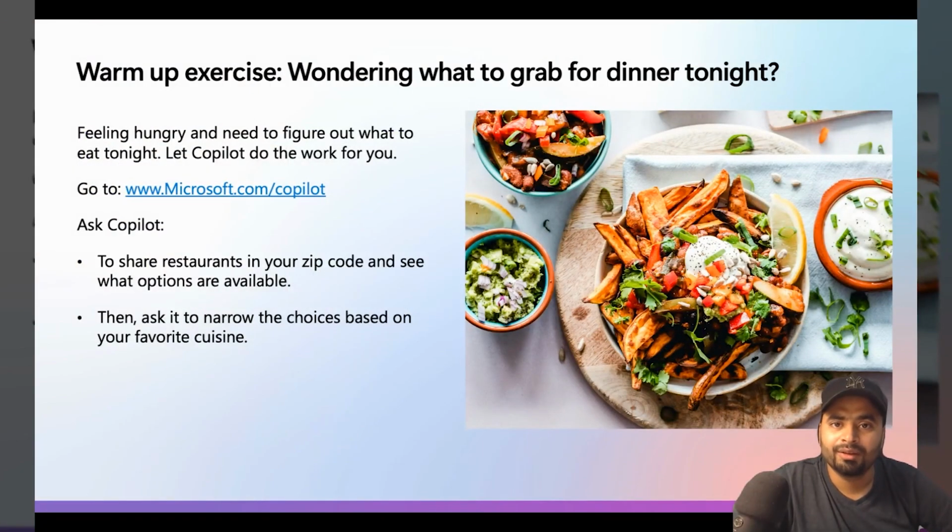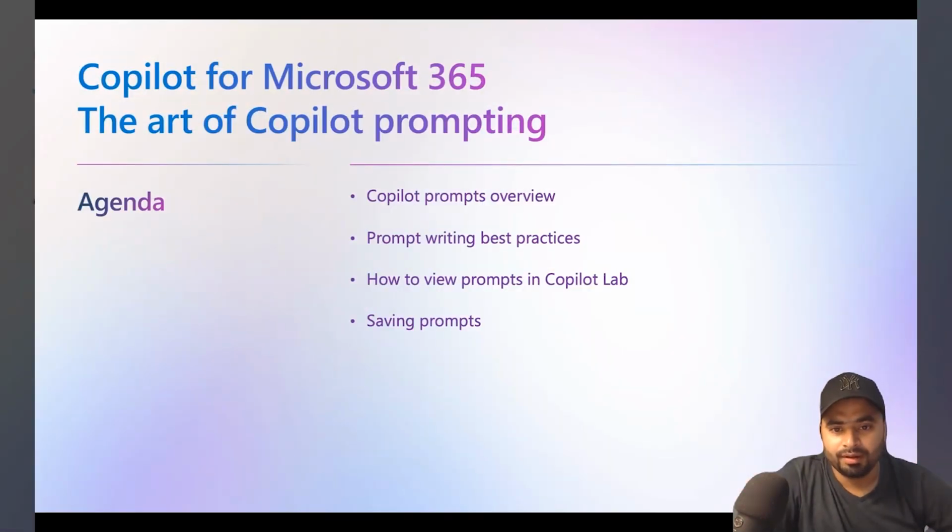Wondering what to grab for dinner? Let's try Copilot today. Look for restaurants based on your zip code. Look for a step-by-step recipe if you want to cook, and probably a good use case for you to try tonight. Let's talk prompting.